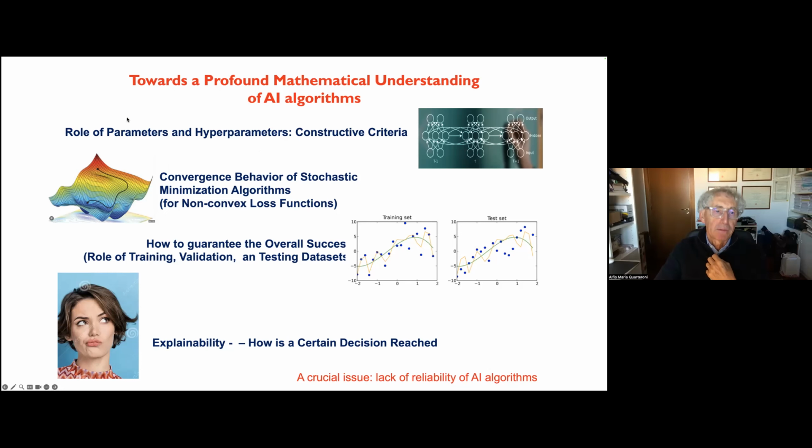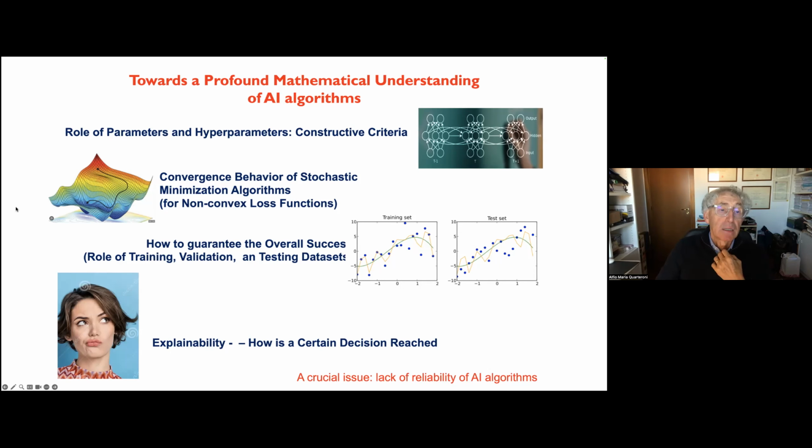But then you have parameters. You have parameters that you have to use within each neural network to simulate biological networks. So how do we choose the parameters? How many parameters do we use in our model? How many hyperparameters? These are constructive criteria, and we need to better understand their roles in the constructive phase.